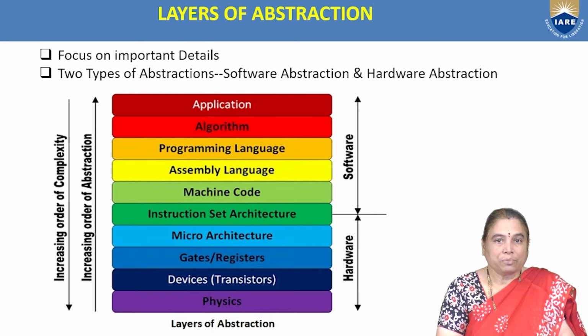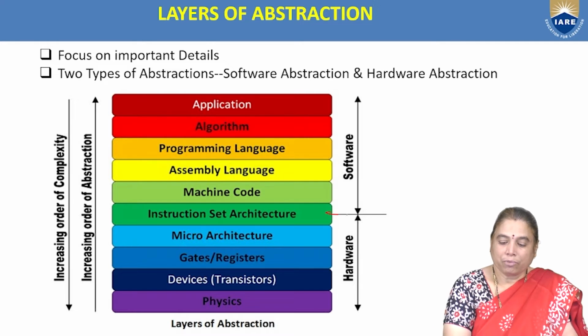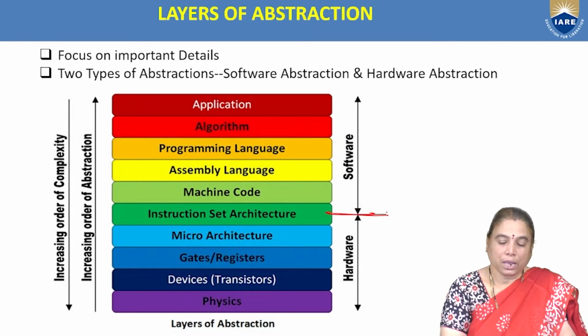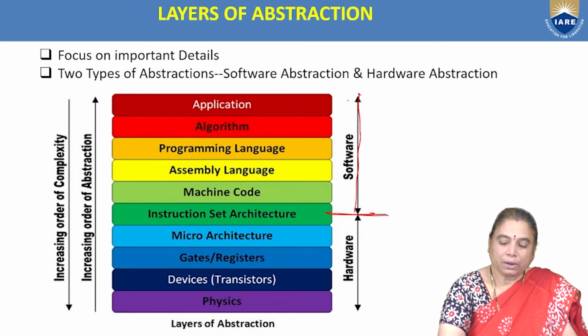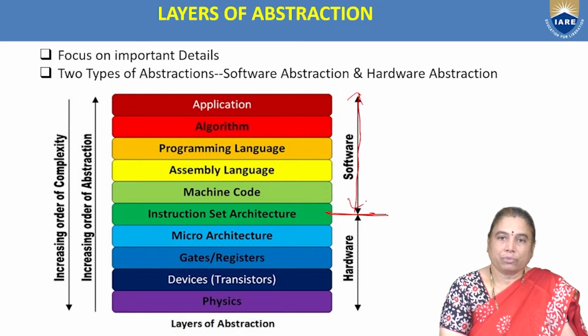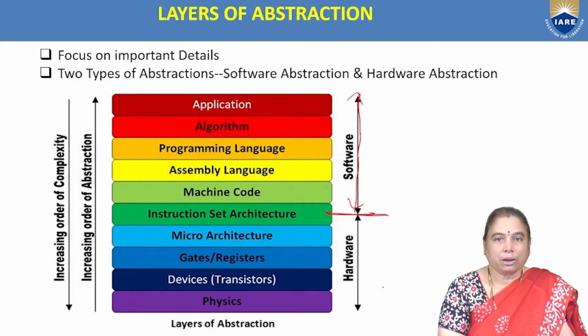Majorly here two types of abstractions are there, software abstraction and hardware abstraction. So here from the instruction set architecture, the top layers are considered as the software abstraction, and the bottom layers are considered as hardware abstractions.